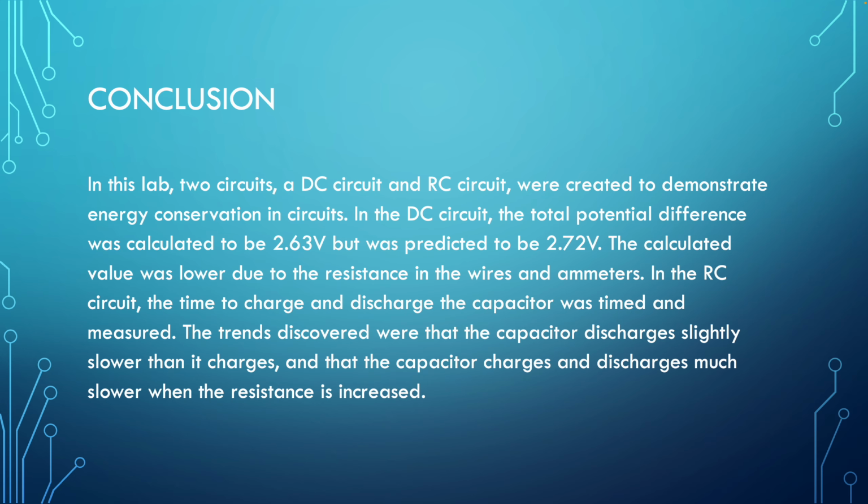To conclude, we had two circuits, a DC circuit and an RC circuit, which were created to demonstrate energy conservation in circuits. In the DC circuit, the total potential difference was calculated to be 2.63 volts, but was predicted to be 2.72 volts. The calculated value was lower due to the resistance in the wires and ammeters. In the RC circuit, the time to charge and discharge the capacitor was timed and measured, and the trends we discovered were that the capacitor discharges slightly slower than it charges, and that the capacitor charges and discharges much slower when the resistance is increased.